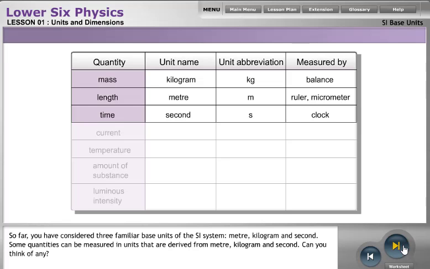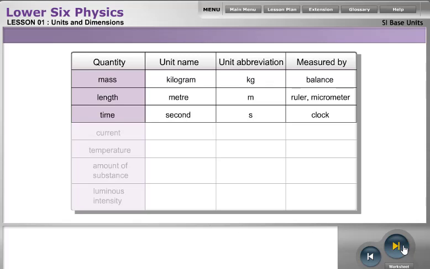Click the box. So far, you have considered 3 familiar base units of the SI system: meter, kilogram, and second. Some quantities can be measured in units that are derived from meter, kilogram, and second. Can you think of any? Answer. Example, velocity is measured in meters per second.